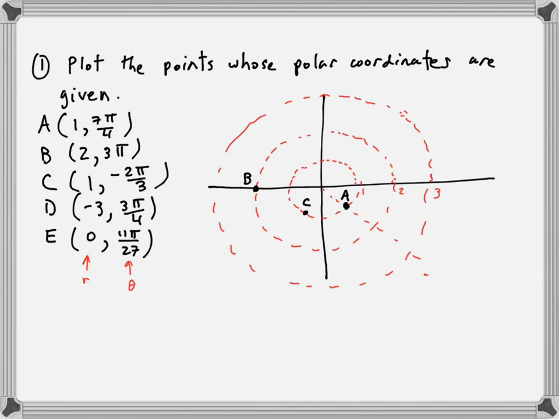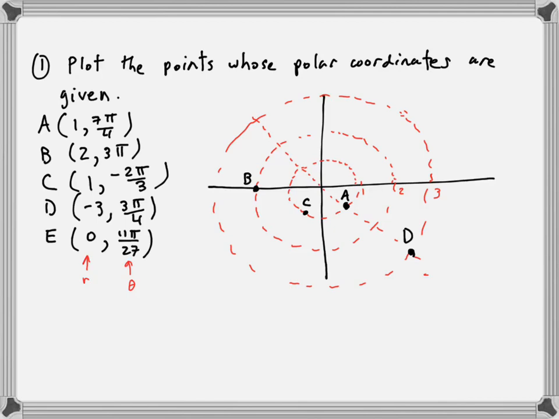Next, let's look at D. We go 3 pi over 4. So I want to illustrate this here. 3 pi over 4 is this angle, except we're moving negative 3. This means we move backwards 3 spaces, and so it actually puts us right here. This is point D.